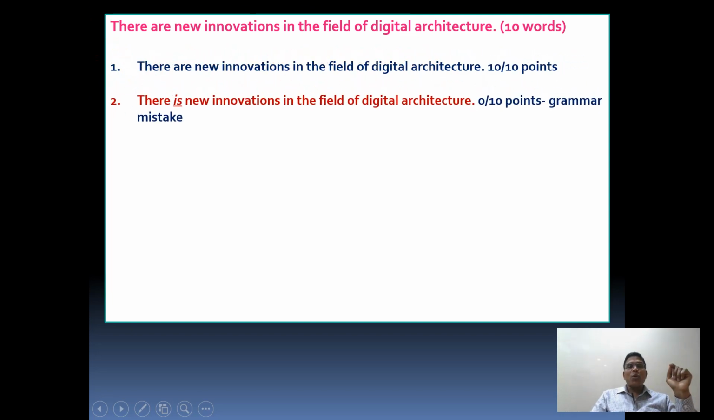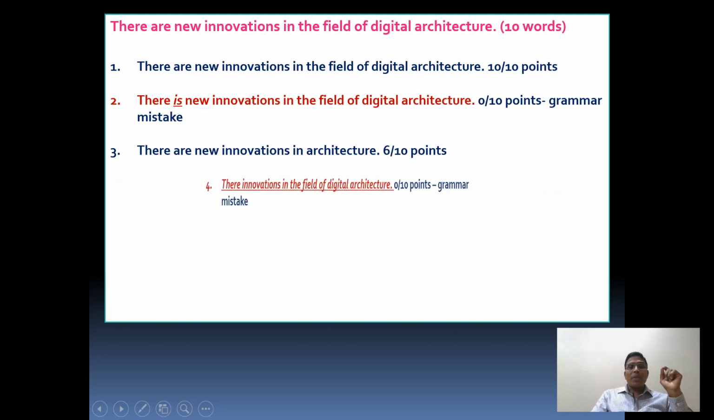Maybe look at the second scenario. There is new innovations in the field of digital architecture. So we get zero, because whenever a sentence starts with "there," whether to use "is" or "are" depends on the next word. "Innovations" is plural, so we use "are." Suppose if it is "innovation," then we use "is," right? So grammatically, your response is going to be treated as a mistake. So we get zero. The tool will not recognize your response as a sentence. Then we cannot get points. And third scenario, there are new innovations in architecture. So here, 6 words of your response match with the Pearson sentence. So we get 6 points out of 10.